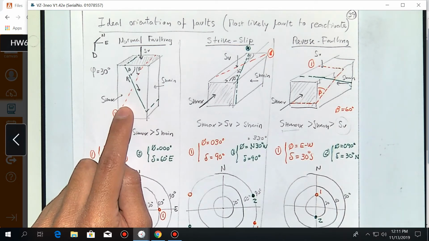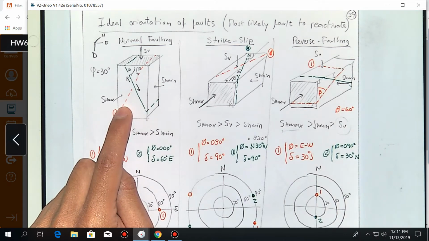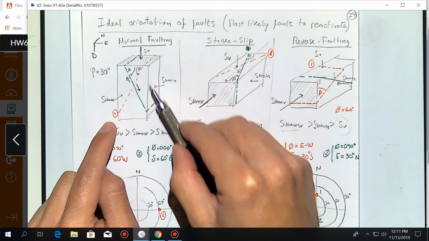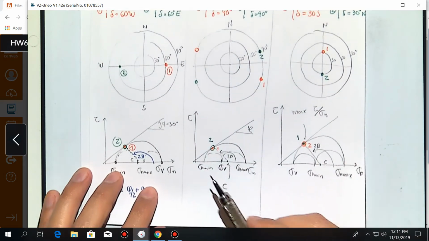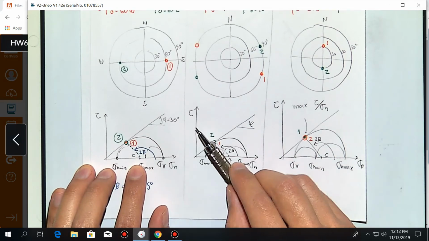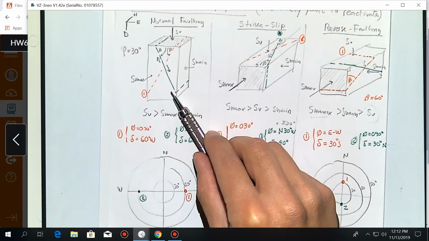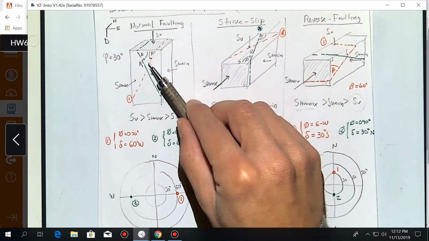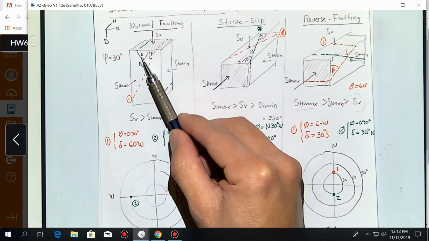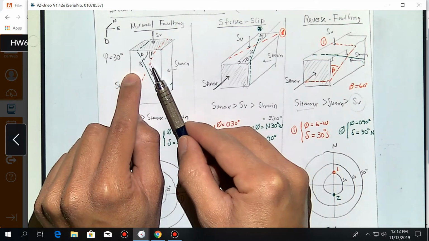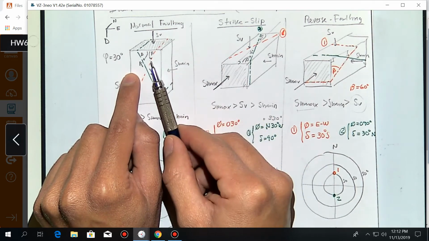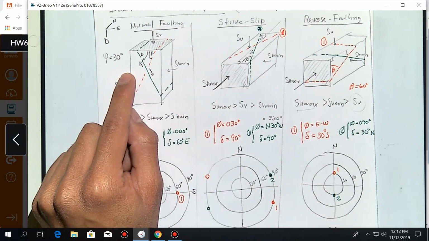So whenever I ask you about ideal orientation of fractures, I'm looking for what you would expect according to this theory that we have used, that according to the Mohr circle, the angle between the plane of failure and the plane of maximum principal stress should be this angle beta, 45 degrees plus friction angle divided by 2. And that side is going to move against SH mean or against S3 and in the direction of S1. That's it. That is the ideal.